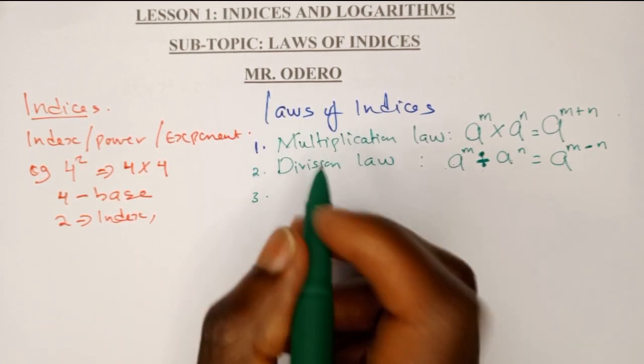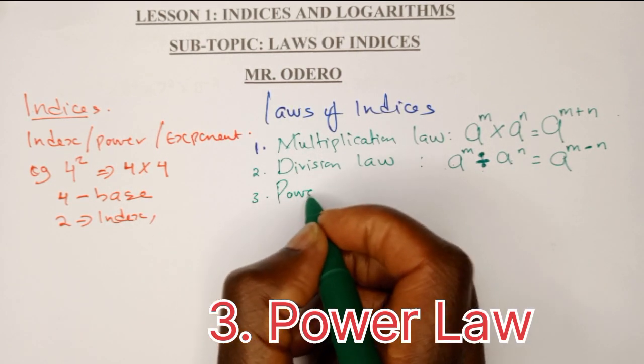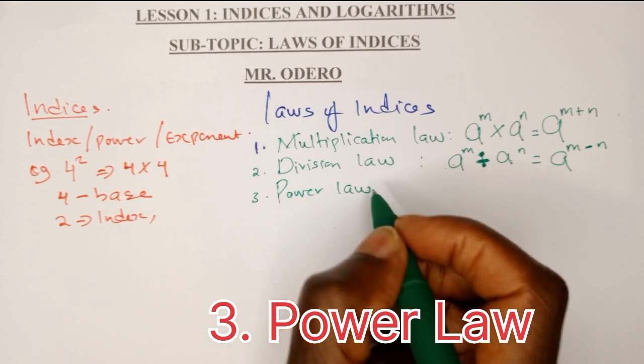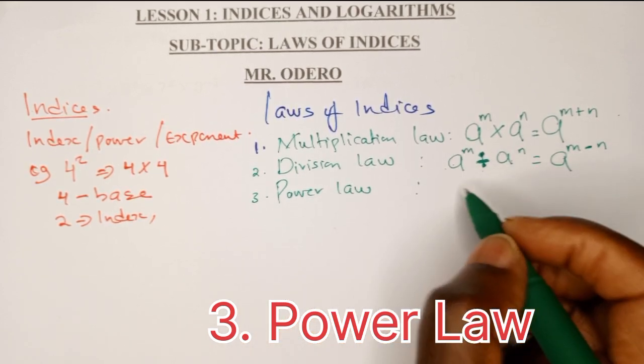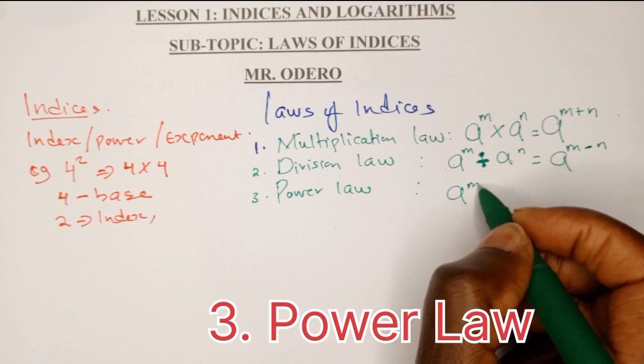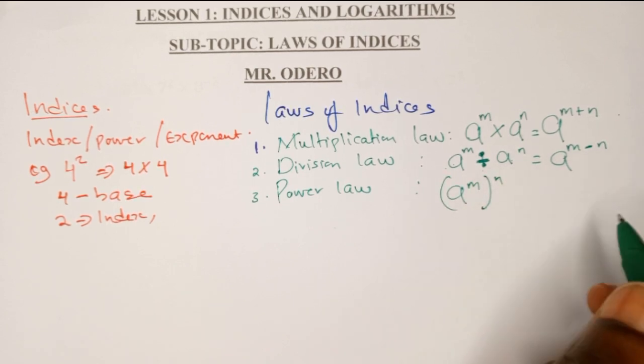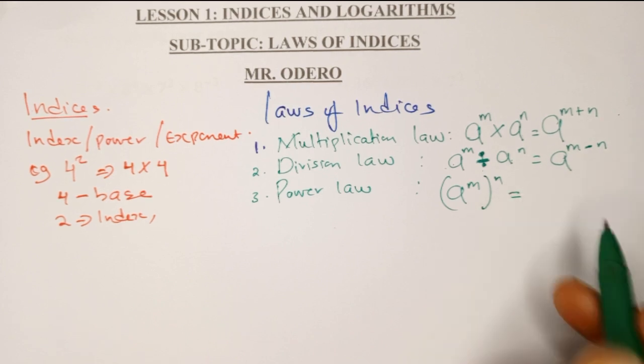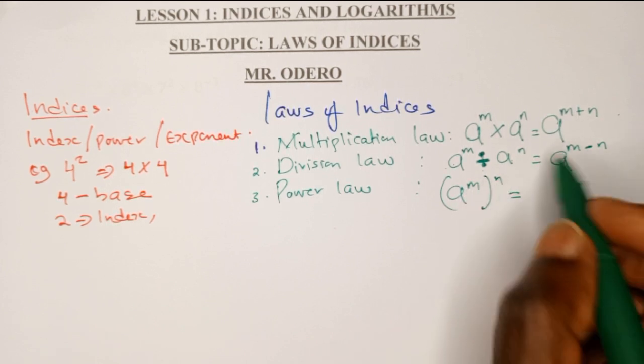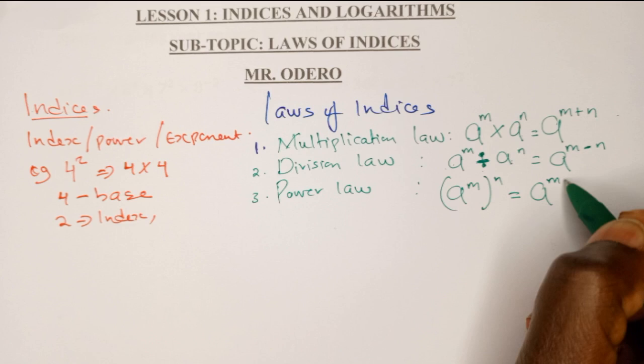Law number 3, we call it the power law. This one says if you have a raised to m, in bracket, outside we have n, you just multiply these 2 powers. So it will be a raised to m multiplied by n.